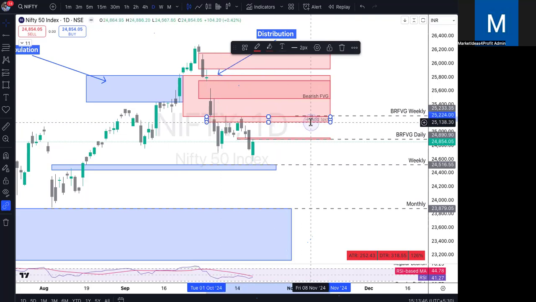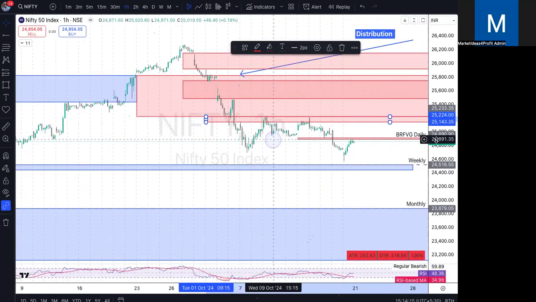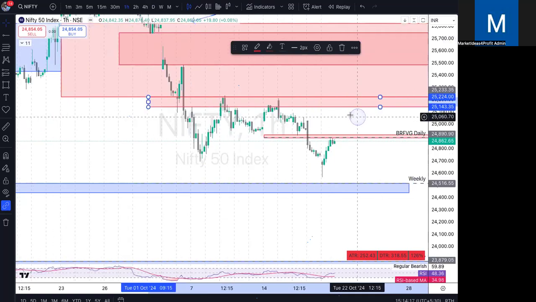So this particular fair value gap, which is situated at 25,153, 154 proximal, has been taken away. We can say that this has been taken away. Now this area is the weekly fair value gap, and what you're seeing is a confluence fair value gap where there is a weekly and a daily confluencing right in that area. So now let's go to the 1 hour chart and see what's happening there. This is a 1 hour chart. We'll go a little bit deeper into the 1 hour chart.